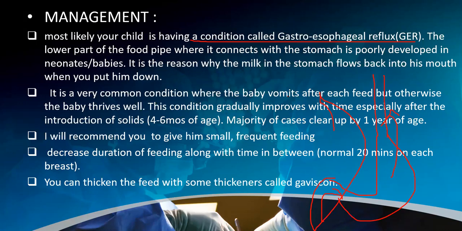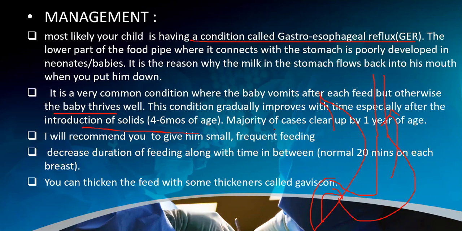It's a very common condition where the baby vomits after each feeding, but otherwise, the baby thrives well, grows well. The condition gradually starts to improve after the introduction of solids at 4 to 6 months of age, and in the majority of cases, it totally clears up by the age of 12 months. Now, it could be due to other causes as well, like, then give some of the differential diagnosis.